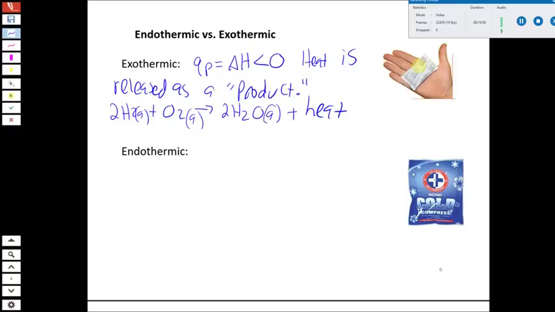So an exothermic reaction is one that produces heat, and what that means is that the temperature of the surroundings will increase. So when you're conducting an exothermic reaction, that heat that's released is going to go to the surroundings. It's going to be absorbed by the surroundings and cause them to increase in temperature. Okay?